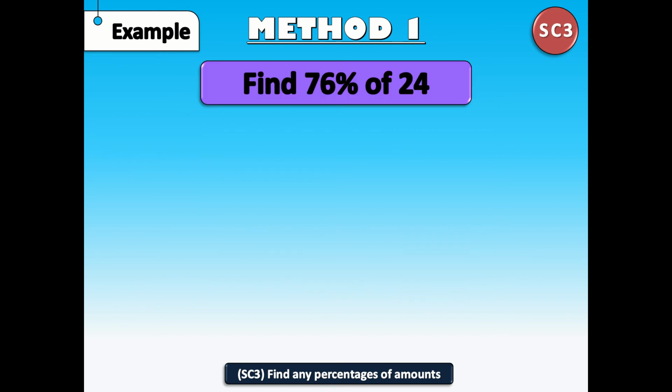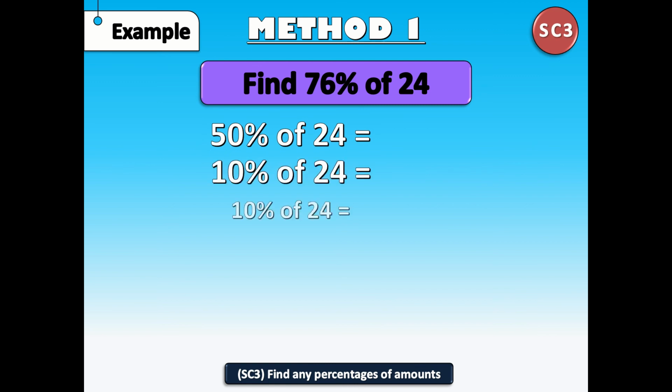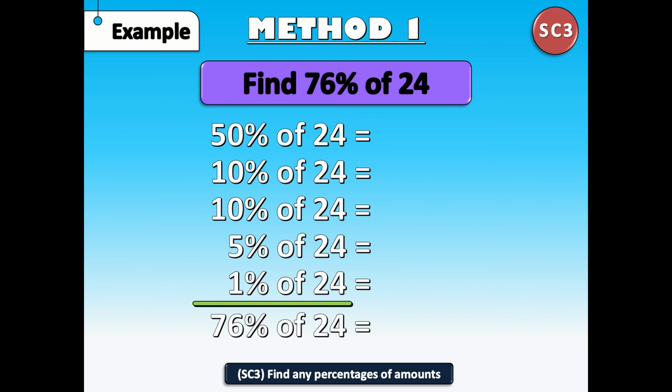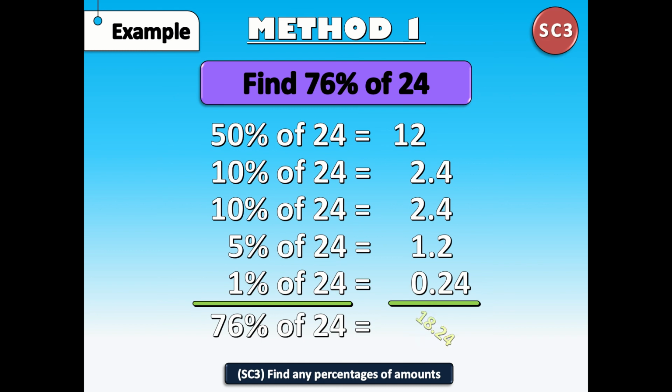If I want to find 76% of 24, I can find 50%, 10%, and another 10%, a 5%, and a 1%. And if I add those together, that will give me 76% of 24. So 50% of 24 is 12, 10% of 24 is 2.4, and another one. 5% of 24 is 1.2, and 1% of 24 is 0.24. If I add those together, 76% of 24 is 18.24.